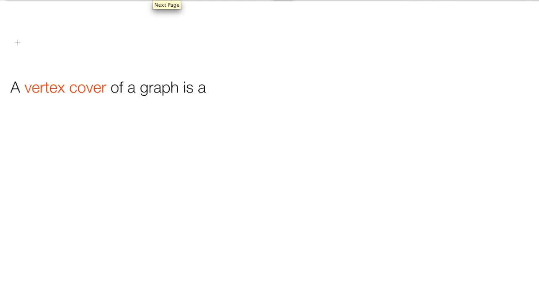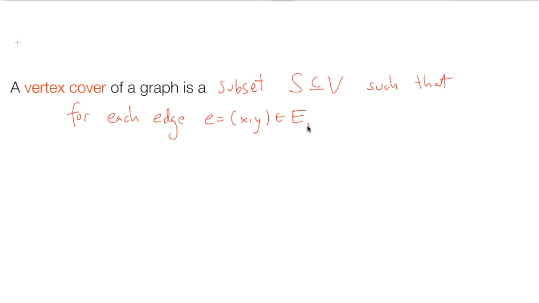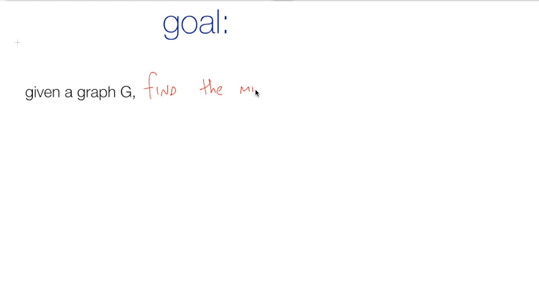So a vertex cover of a graph is a subset S of V such that for each edge (X, Y), either X is in S or Y is in S. You want to cover the graph so that every edge in the graph has some node that's in your cover. So the goal is, given a graph G, find the minimum size vertex cover for G.